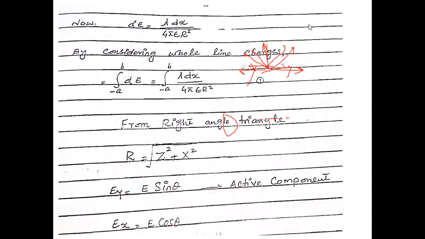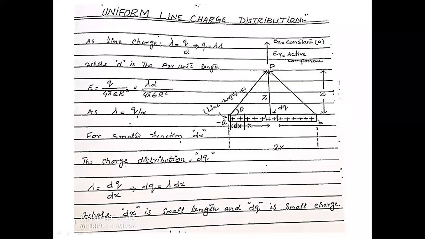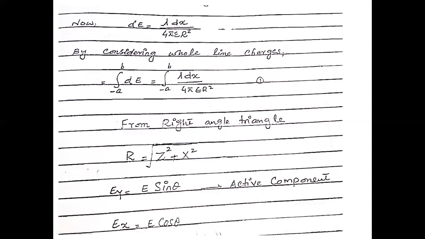Okay, now dE is equal to lambda dx over 4 pi epsilon r square. From this equation, lambda dx over 4 pi epsilon r square. So we have taken a small fraction for the time being. So lambda dx over 4 pi epsilon r square.